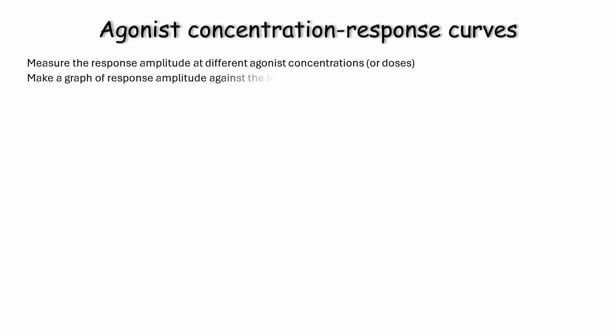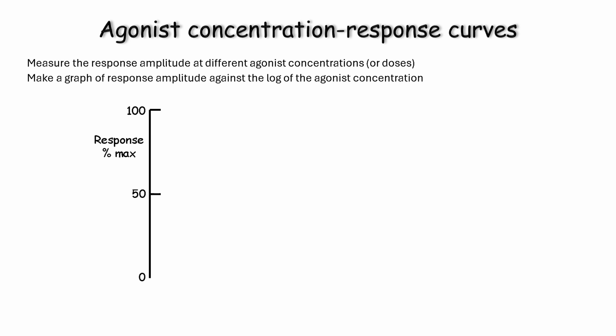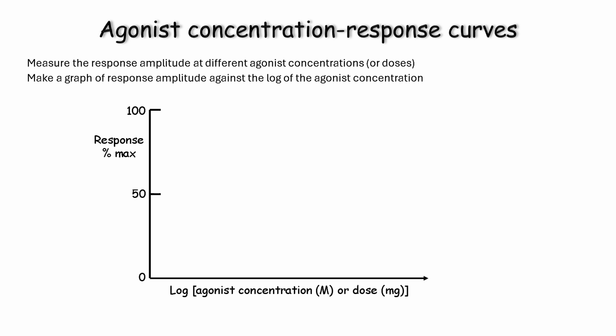When studying an agonist, it's normal to begin by measuring the amplitude of the response it produces at different agonist concentrations or doses. A graph is then constructed with the y-axis recording the amplitude of the response. In this case, each response is plotted as a percentage of the maximum observed. Set the x-axis as the log of the agonist concentration. Plotting the data usually shows a sigmoidal relationship.